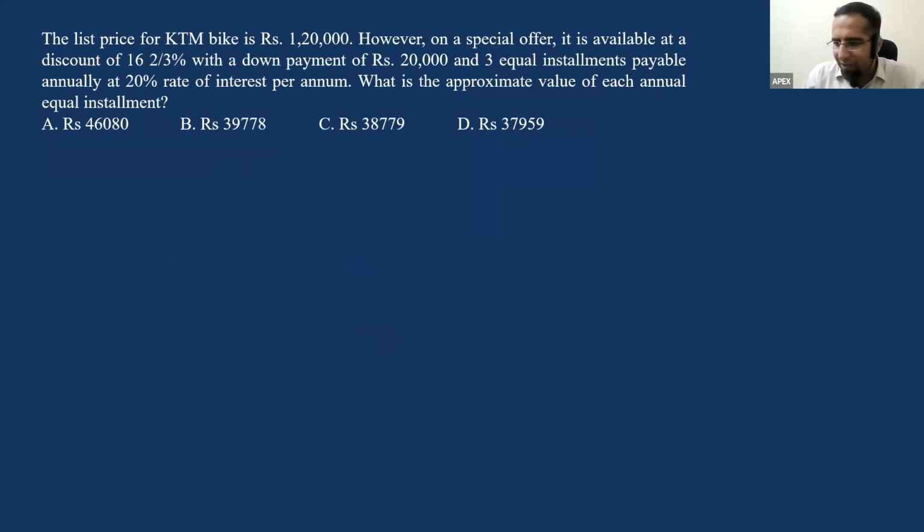Right now, after a long time, we have seen a question on installments, right? So let's try to understand. At 1,20,000 rupees of the cost of the bike, there's a discount of 16.66, that is 1 by 6. That means I'm giving a discount of 20,000, which means the selling price of the bike is going to be 1 lakh rupees.